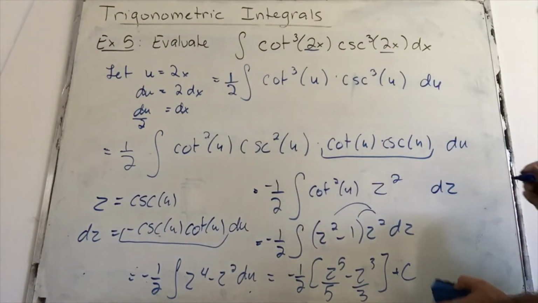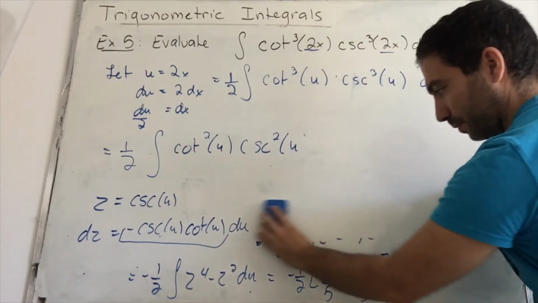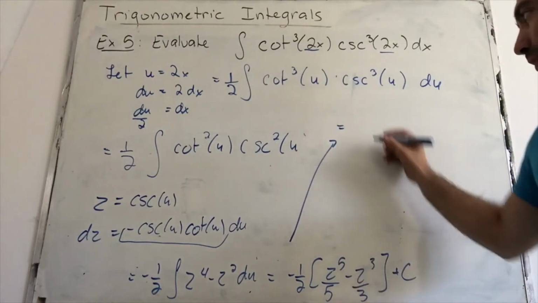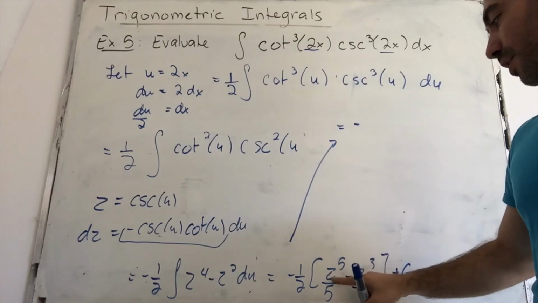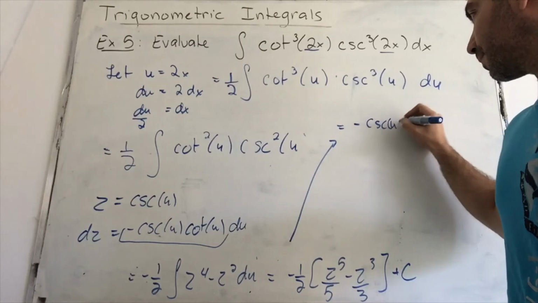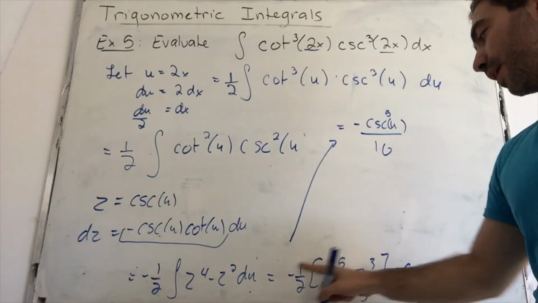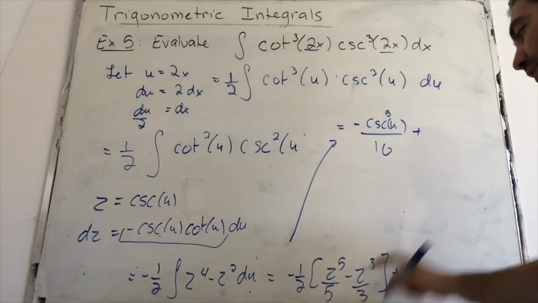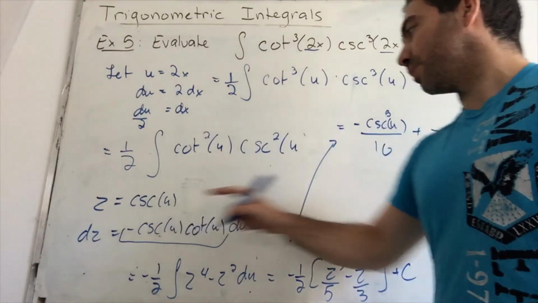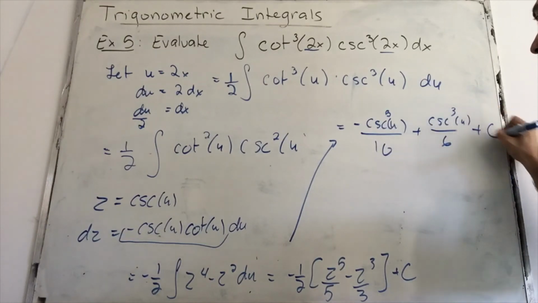Okay, so let me just erase this to give myself some room and do it up here. Apologies. I'm just going to continue up here. This is equal to negative, z is going to be replaced with cosecant u to the 5 over 10. I'm distributing the negative 1/2, plus, 2 negatives make a positive, 1/2 times a third is over 6, and z is being replaced with cosecant u to the 3, plus c.